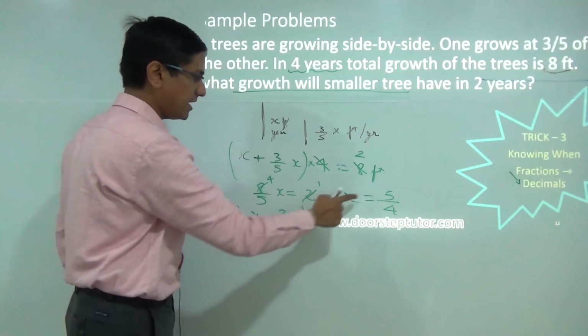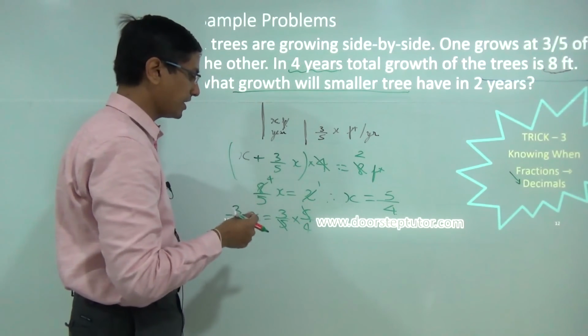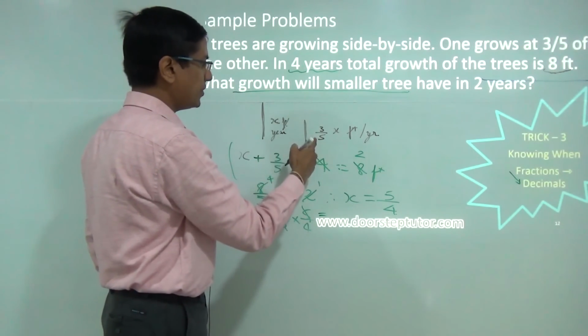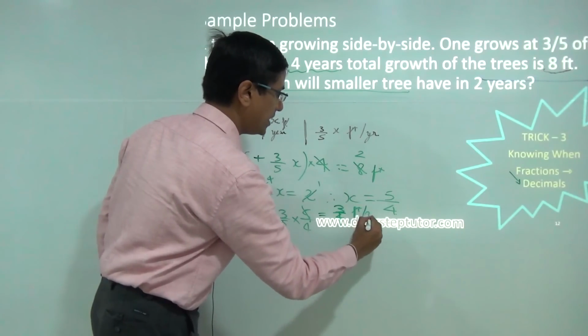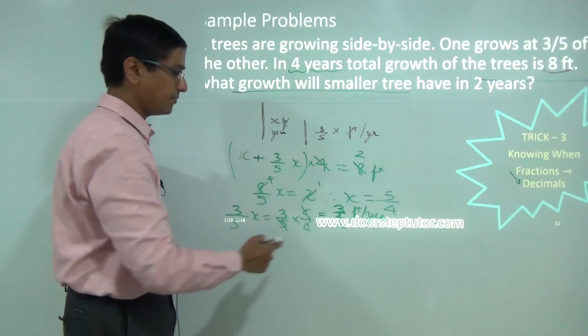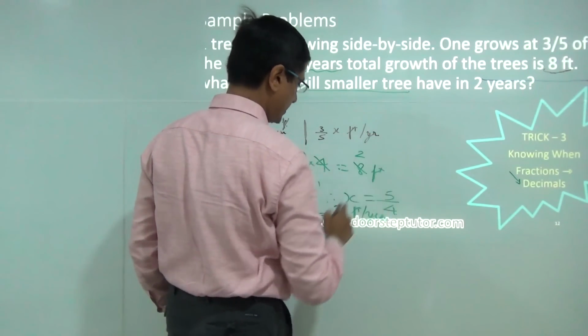So if I had converted this to decimal, I would have made my life even more difficult. So don't do that. This 5 and 5 cancels out, and I know that the smaller tree grows at the rate of 3 by 4 feet per year. Again, we don't convert this to decimal. We keep the fraction as it is, and this is the growth in 1 year.